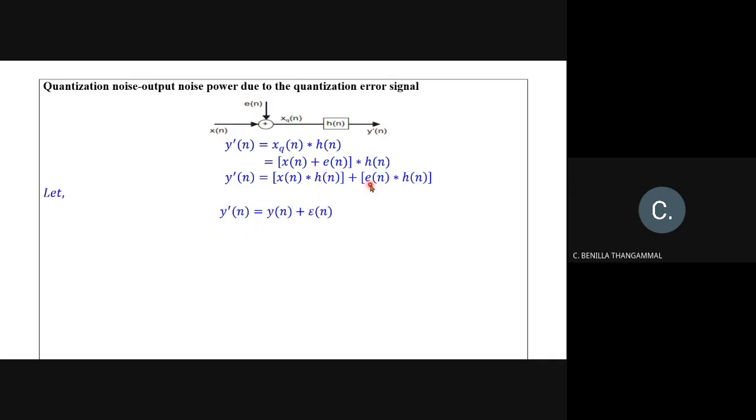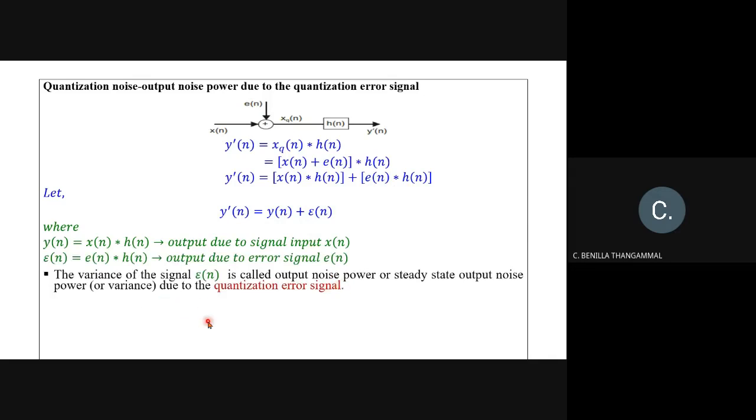Your x of n will be added with your error to get the quantized value of your input, and multiplied with h of n, it will give you y dash of n. So this quantized value of your input, x of n plus e of n, can be written as x of n into h of n plus e of n into h of n. So x of n into h of n is y of n, and e of n into h of n can be given by epsilon of n.